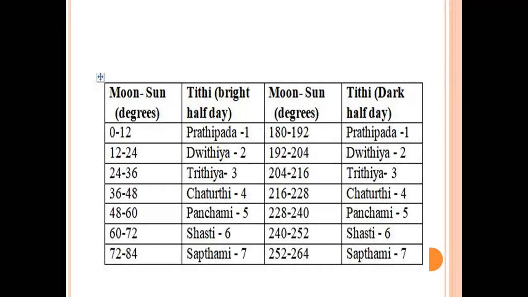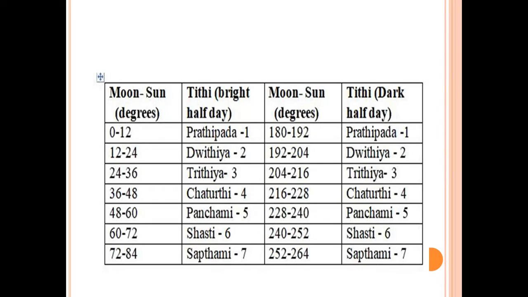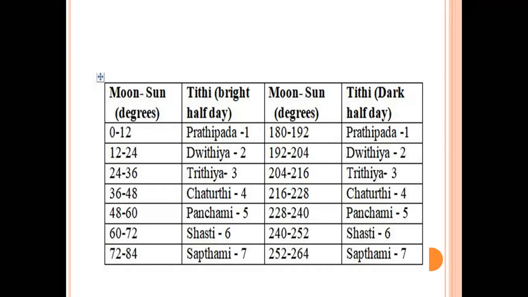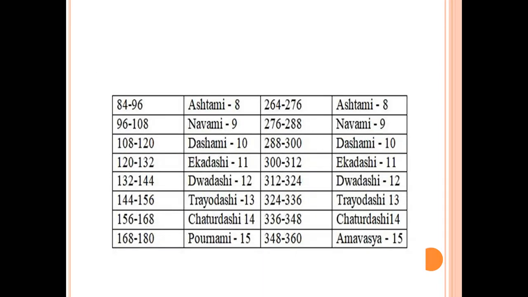But as of now, because it is targeted from the beginner's point of view, we're trying to get a grip on the subject by seeing what the different tithis are: Pratipada, Dvitiya, Tritiya, Chaturthi, Panchami, Shashti, Saptami, Ashtami, Navami, Dashami, Ekadashi, Dvadashi, Trayodashi, Chaturdashi, Purnima, and Amavasya. Fine. Now, there is a classification of tithi. On that classification only, we say these are good tithis and these are bad tithis.